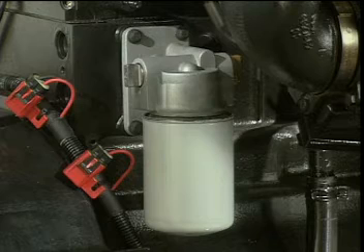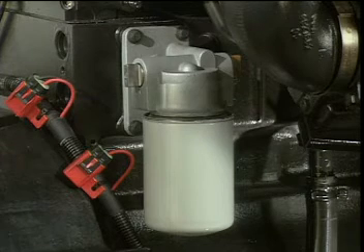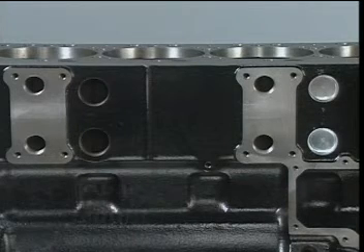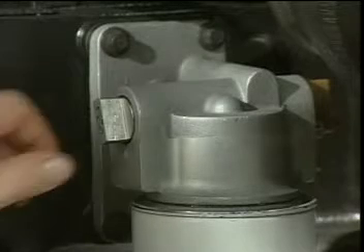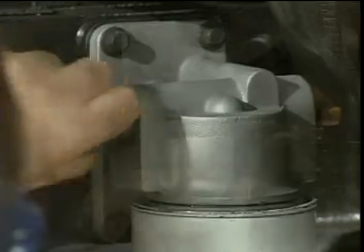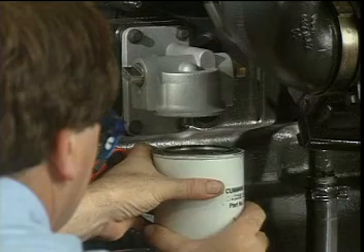When equipped with a coolant filter, a portion of the coolant flows through the coolant filter mounted on the right side of the engine. The filter head can be mounted in either a rear mount or mid-mount position on the mounting pad shown here. The coolant filter helps to maintain the proper additive level in the cooling system and should be changed at the appropriate maintenance interval.